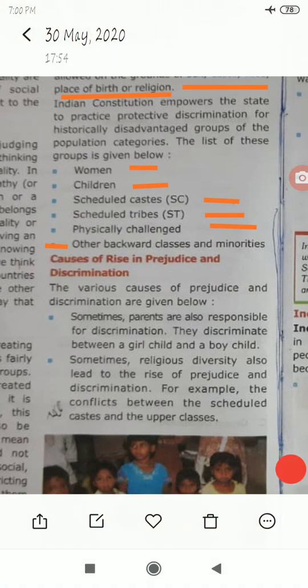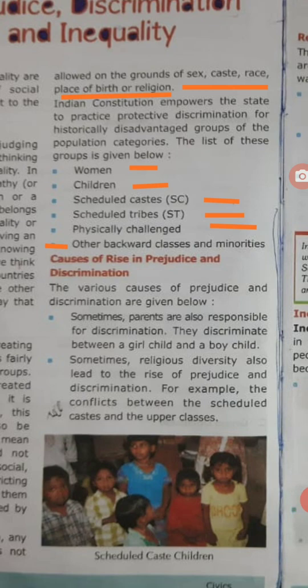The Indian Constitution empowers the state to practice protective discrimination for historically disadvantaged groups of the population. The Constitution has given the states the power to protect these disadvantaged groups, which are mentioned below. These groups have historically been discriminated against, or not given equal opportunities, not given equality. What is this discrimination? It means someone is not given equal opportunity, someone is treated unequally. This is a type of discrimination.